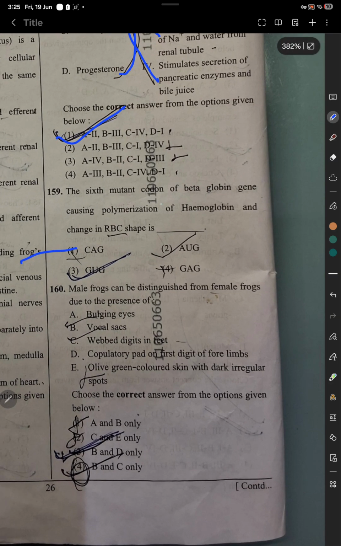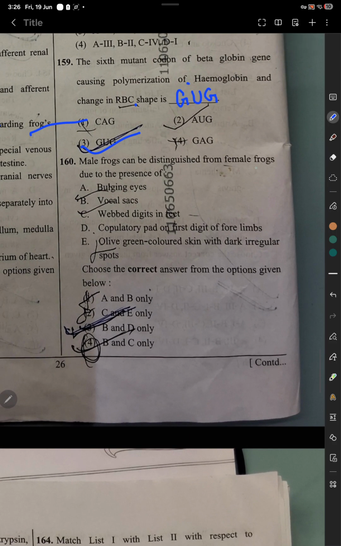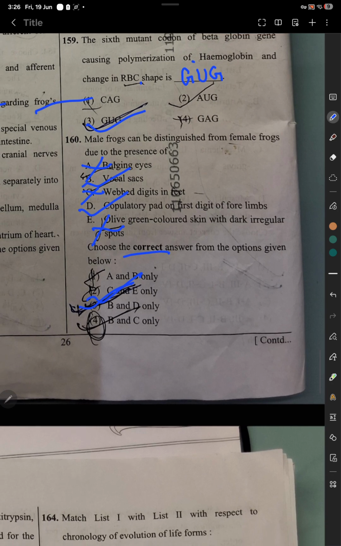Question 159. The 6th mutant codon of the beta globin gene causing polymerization of hemoglobin and change in RBC shape is option number 3, GUG. Question number 160. Male frogs can be distinguished from female frogs due to the presence of... So options B and D are correct: vocal sacs and the copulatory pad on first digit of forelimbs. This is not correct. Let's move to next question.